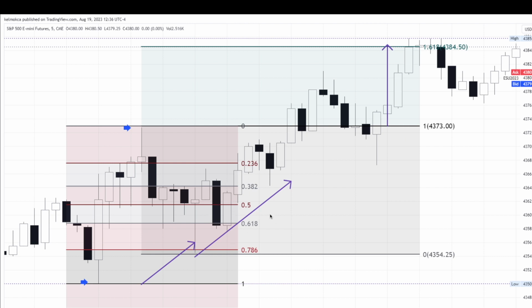But right here, we see this 0.618 find a huge engulfing candle. It pushes back up. That's followed up by another support right here at the 0.5, and it pushes right back up. So these three candles show us, boom, it sold off hard, but it found support, and it found a lot of support to push back up.